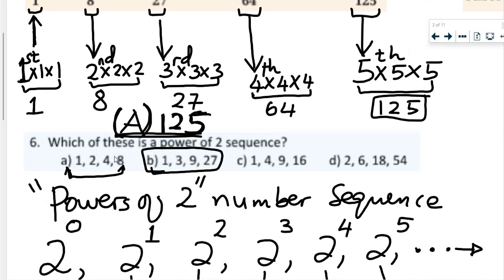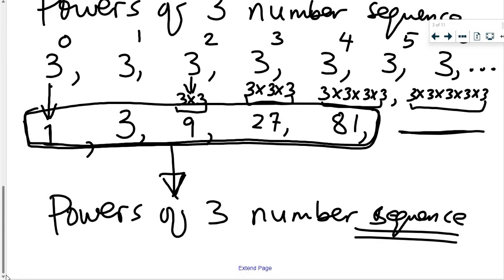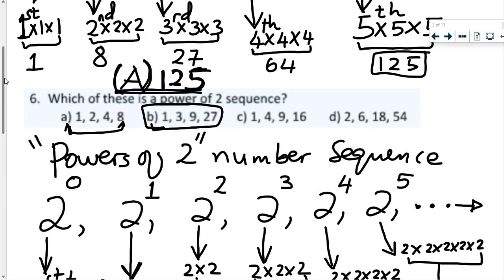So, which of these is a power of 2 number sequence? Is option A 1, 2, 4, 8? These, 1, 3, 9, 27, and so on, those are powers of 3. And how about these? These are square numbers, which I will talk about later.